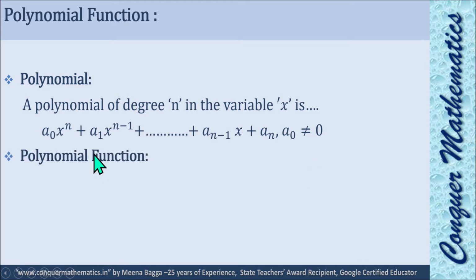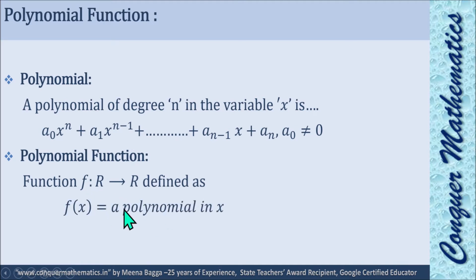Yes, if this is a polynomial, then a polynomial function is nothing but a function f from R to R defined as f(x) is equal to a polynomial in x. And this polynomial can be of any type. It can be a constant, linear, or quadratic. If it is constant, then of this type. If it is linear, then of this type. If it is quadratic, then of this type. Cubic, any polynomial it can be. So a real function f(x) equal to some polynomial is called a polynomial function.